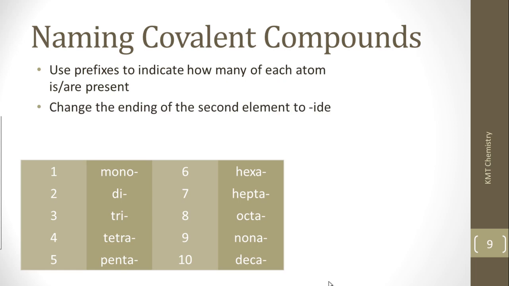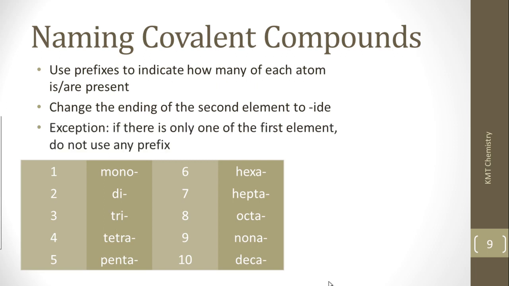When listing elements in a covalent compound, the lower electronegativity goes first, followed by the higher electronegativity. There is a slight exception to this rule. If there's only one of the first element, do not use any prefix. A good example of this is carbon dioxide or carbon monoxide. It's not called monocarbon monoxide. You drop the mono prefix for the first element.